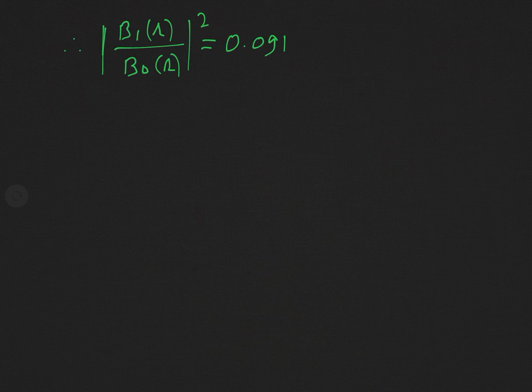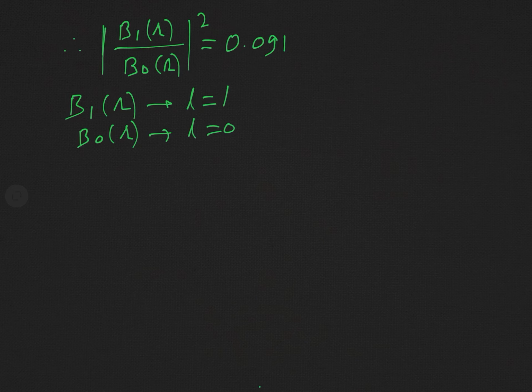You can see from this result that the value of B1 of R is much smaller than B0 of R. Actually, if we consider the value of B1 of R, this is the value of BL of R for L equal to 1, and B0 of R is the value of BL of R for L equal to 0.